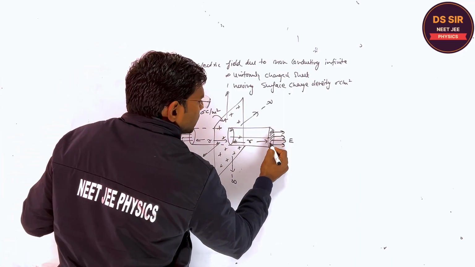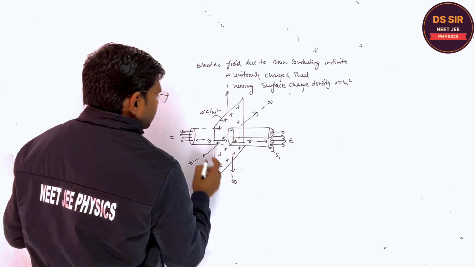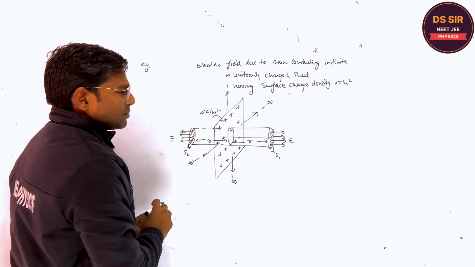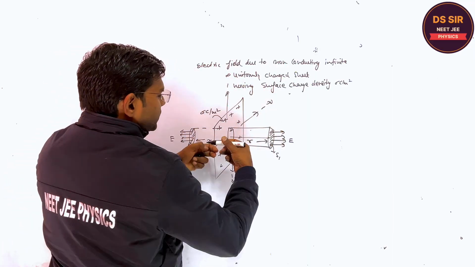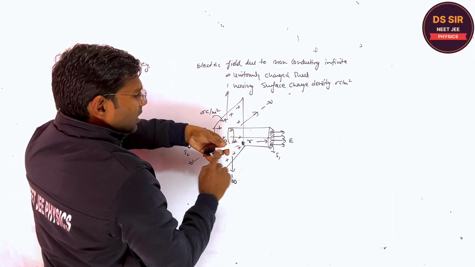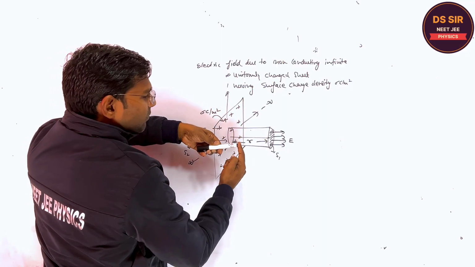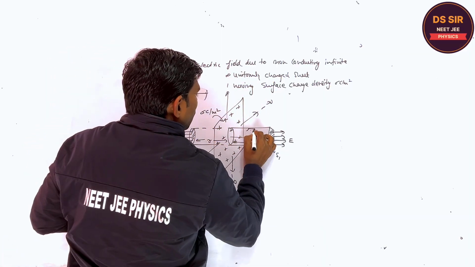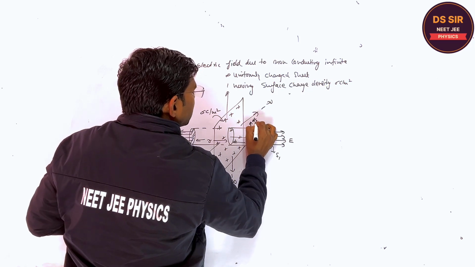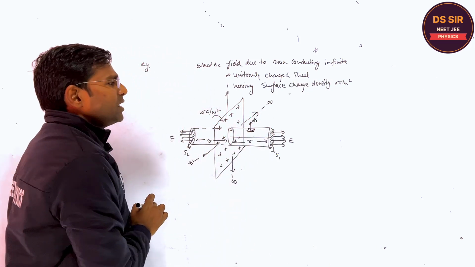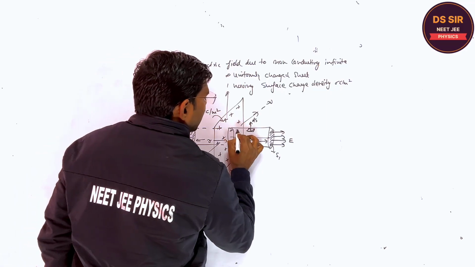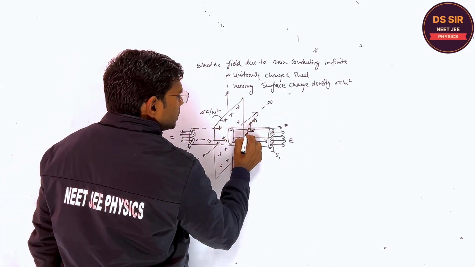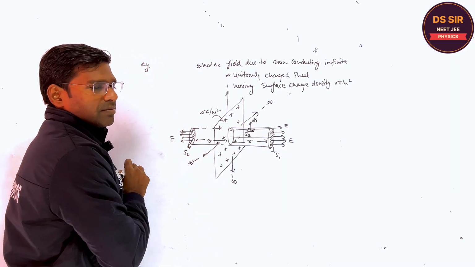So if you consider this is the area S1, this is the area S2, and this is the lateral surface. Suppose this is the cylinder. This is one surface, this is another surface, this is the lateral surface. For this lateral surface, the ds vector is in this direction, and the electric field is this way. So this is S1, S2, and you assume this is the lateral surface S3.